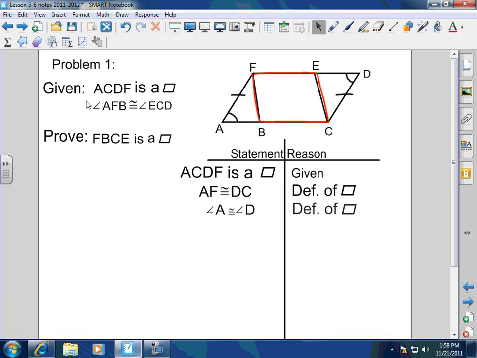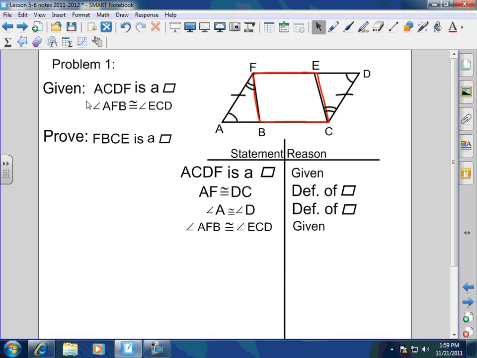Now, let's use our given again. Let's say that angle AFB is congruent to angle ECD. So I have here angle AFB is congruent to ECD. Everyone with me so far? And of course, that's given. No, no, this is given. AFB is congruent to ECD because it's given.